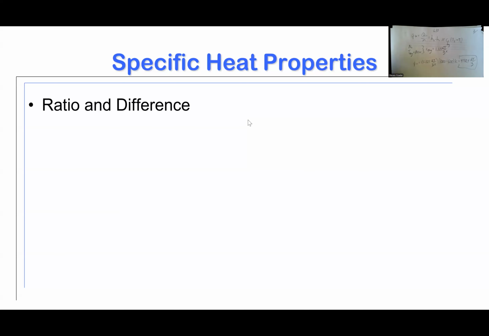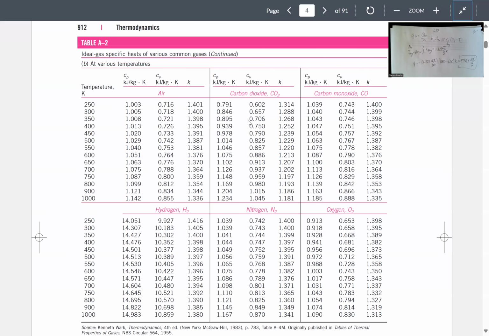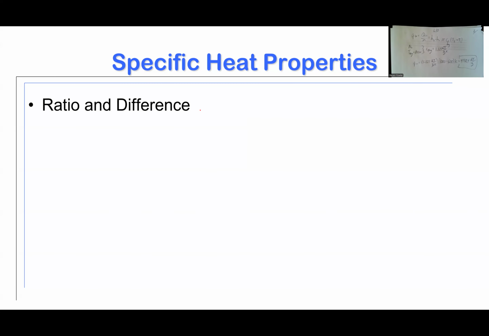We continue our lecture 10 here. There's a couple of quantities we need to call our attention to in the property tables. You can go look at them here. Notice this K value, this lowercase k value. Let's talk about what that is.